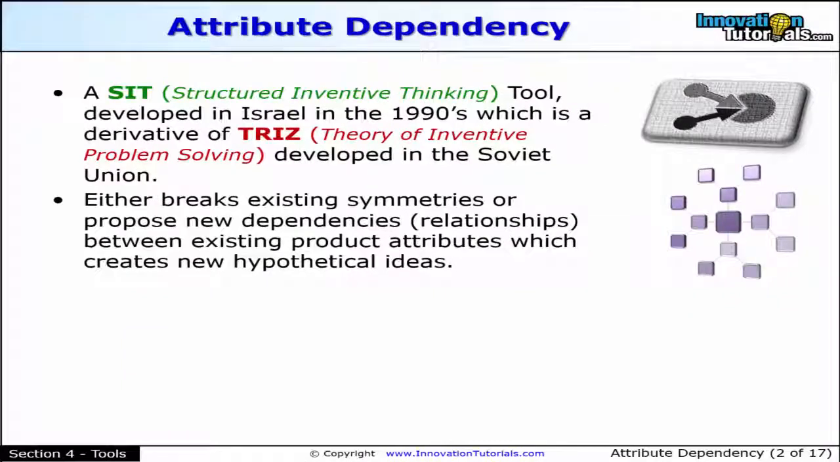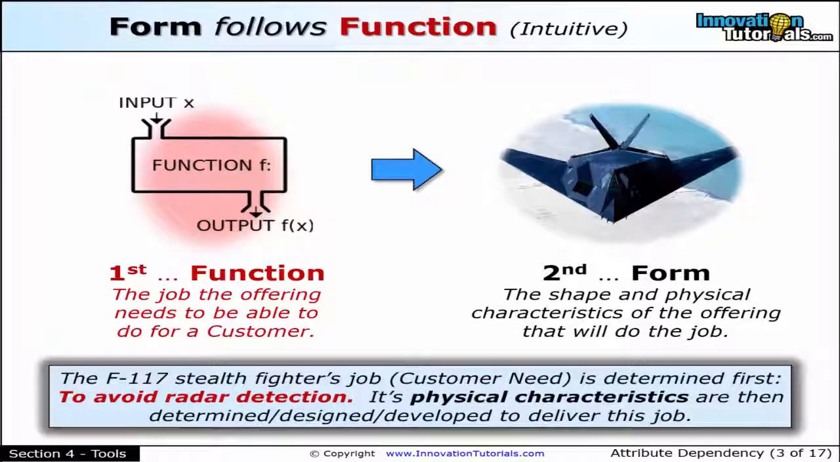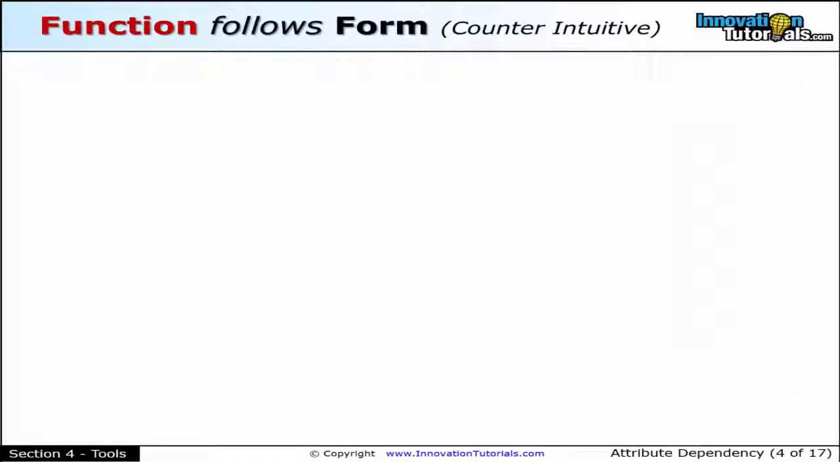And what attribute dependency does is it does one of 2 things. It either breaks existing symmetries in the existing product or service, or it proposes new dependencies or relationships between existing product attributes. That's what form follows function means. So you can look at the F-117 stealth fighter. In its job, the customer's need was determined first, and one of the big jobs was to avoid radar detection. Now let's contrast that to function follows form, which is much more counterintuitive.